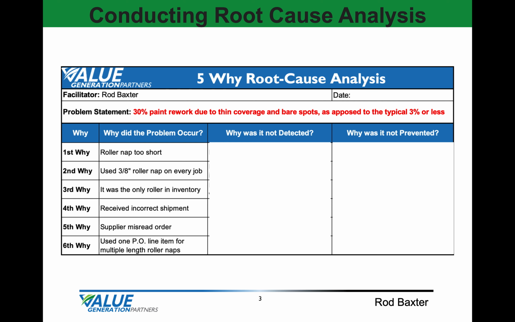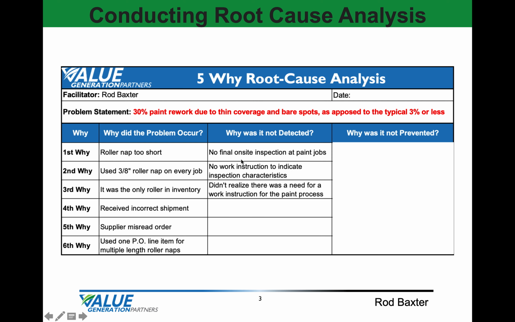So we can take this information now to take into the solution phase of problem solving and implement solutions to eliminate this problem with our roller nap. But that's why the problem occurred, why the paint coverage was thin. But why didn't we detect the bare spots and the thin paint coverage?